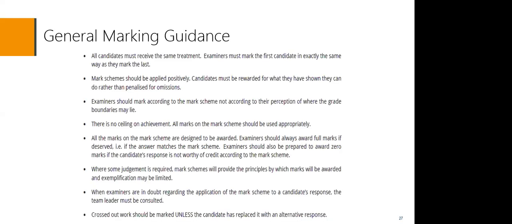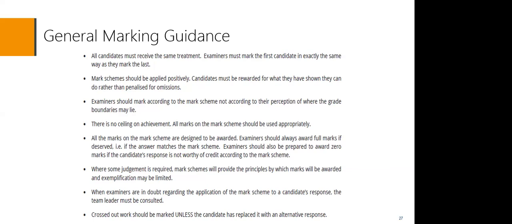So we're going to consider how a mark scheme is applied, and we're going to take a look at a paper and a mark scheme. On the front of the mark scheme is the general marking guidance, and it is there for examiners. It is consistent across all mark schemes. It's a series of bullet points that examiners need to make sure they are aware of.